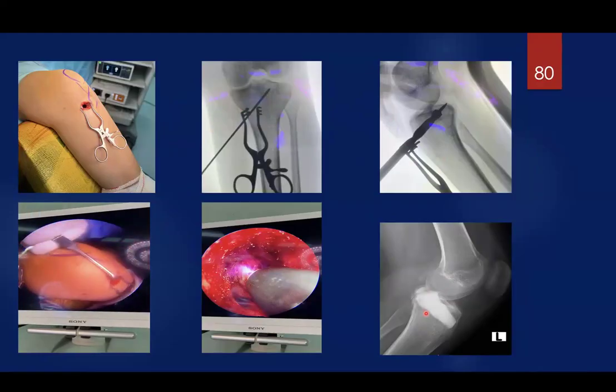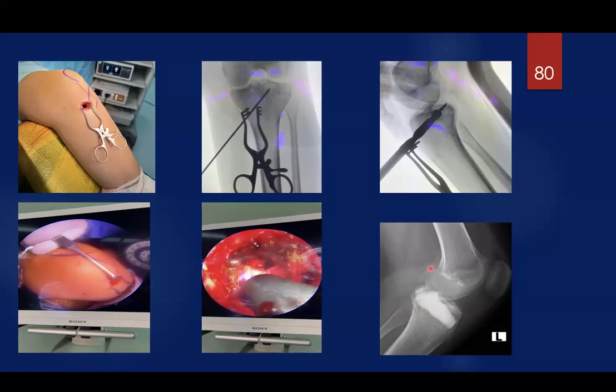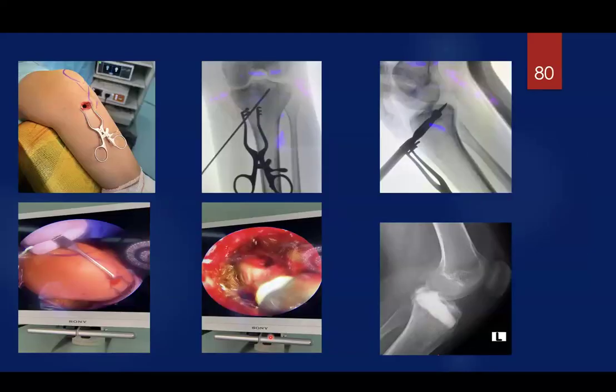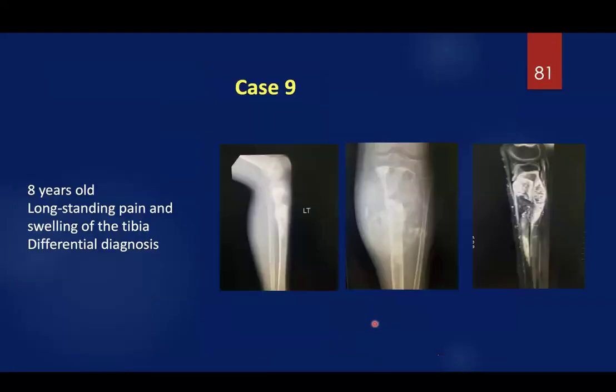And then we used the argon beam diathermy to clear the cells, the cartilage in there. And then we put in a bone graft substitute. This is the argon beam diathermy. Look, the white stuff here is the cartilage. It was not penetrated. And then we did the bone graft substitute, and she is currently 4 or 5 years post surgery, doing very well.